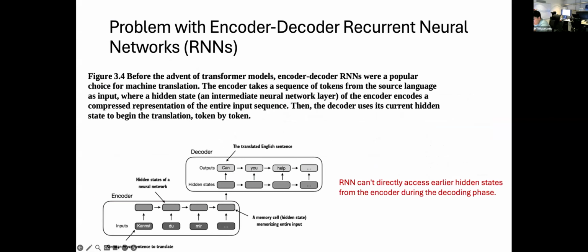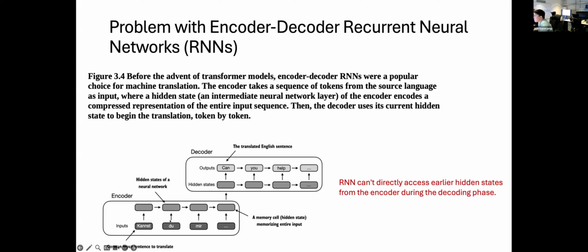Before talking about the attention mechanism, we need to know why we need attention mechanisms. Previously, when people did machine translation, they usually used encoder-decoder recurrent neural networks, RNNs. The figure below shows the simple framework of the RNNs.